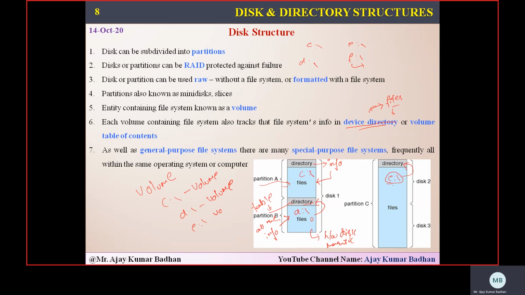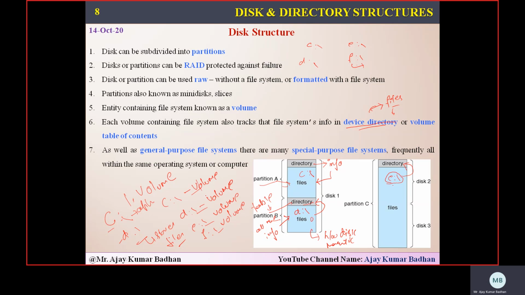Same way E drive, volume, F drive, volume. Some people like to have only two partitions, something like C and D drive. In D, they will store all the information, all files, different types of files. C drive is used for applications. That is also a partition. So here we have only two partitions.